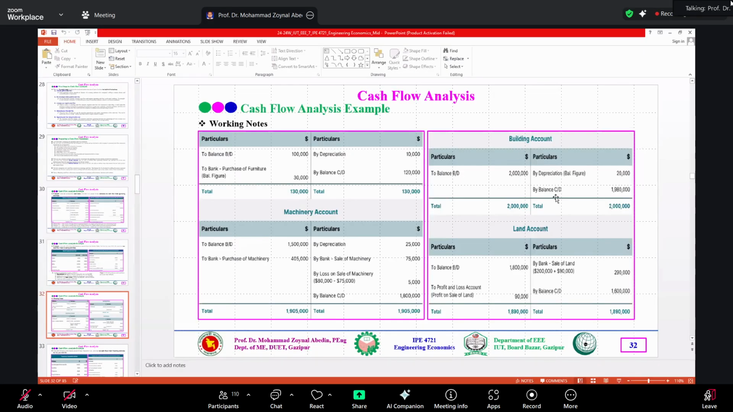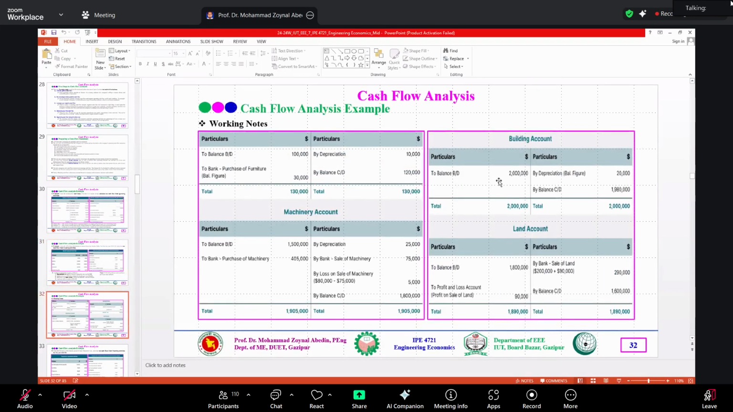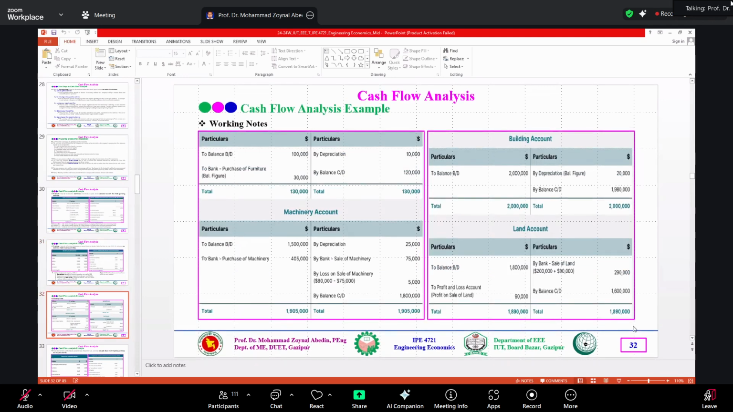Okay. Similarly, the depreciation is added. And then you'll see here, and here 20,000. And again for the land, you'll see the BD value, CD value. And here the sale by bank. Okay, and here the 2019 total value, and this total value is 90. Now please come here. The cash received from the sale of land. You can see the sale of land is here. Sale of land is here, 290.